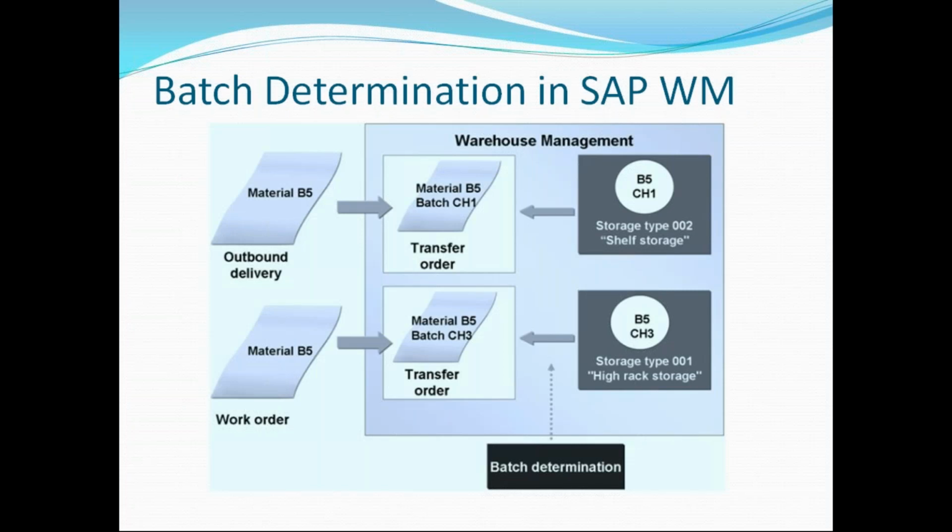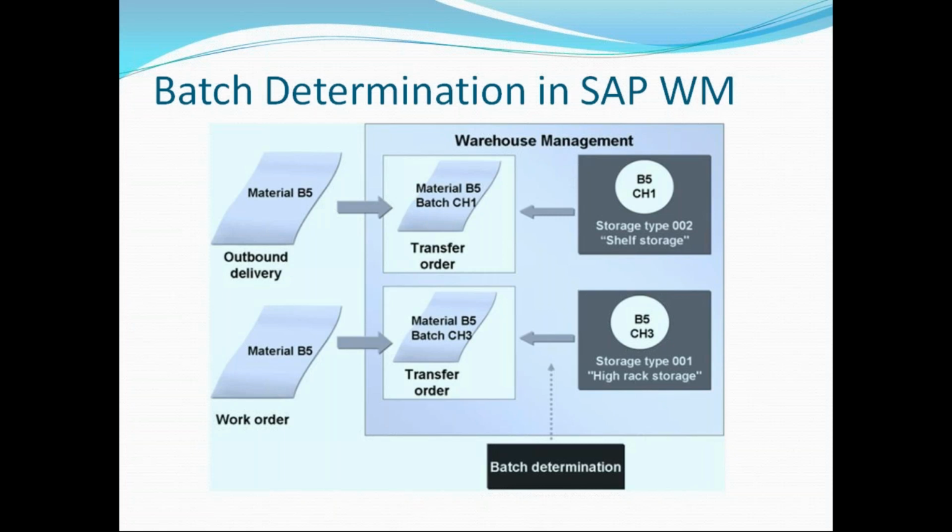Moving on. So batch determination in SAP Warehouse Management. Over here we have the outbound delivery for the material B5. Prior to outbound delivery, we'll have the sales order. Once the outbound delivery is created, system needs to pick. So here the outbound delivery is created for the material B5. From the outbound delivery, a transfer order is created for B5.